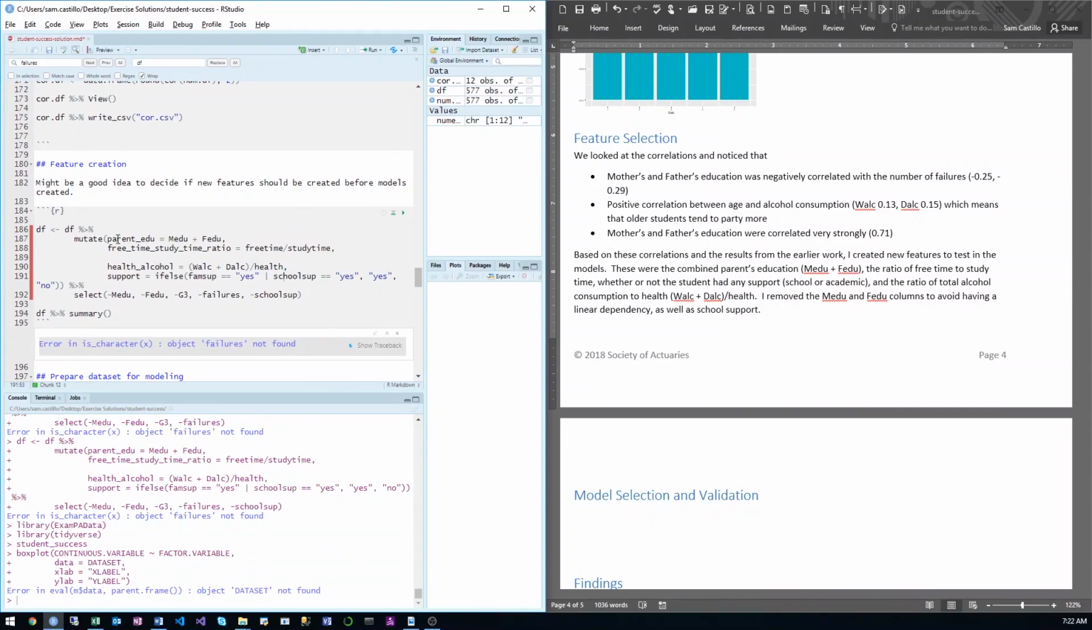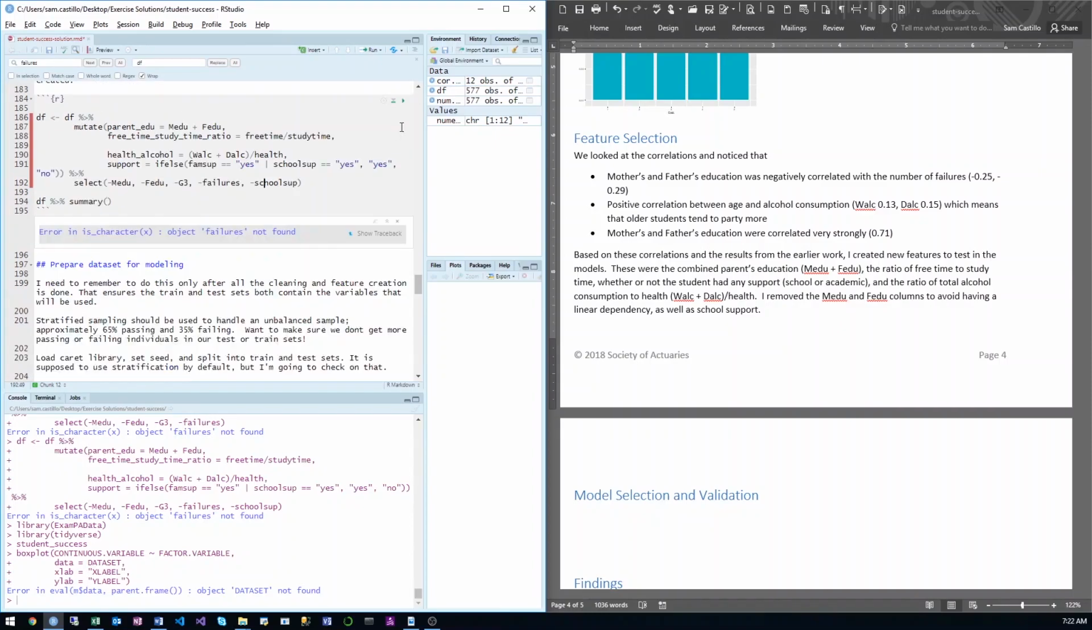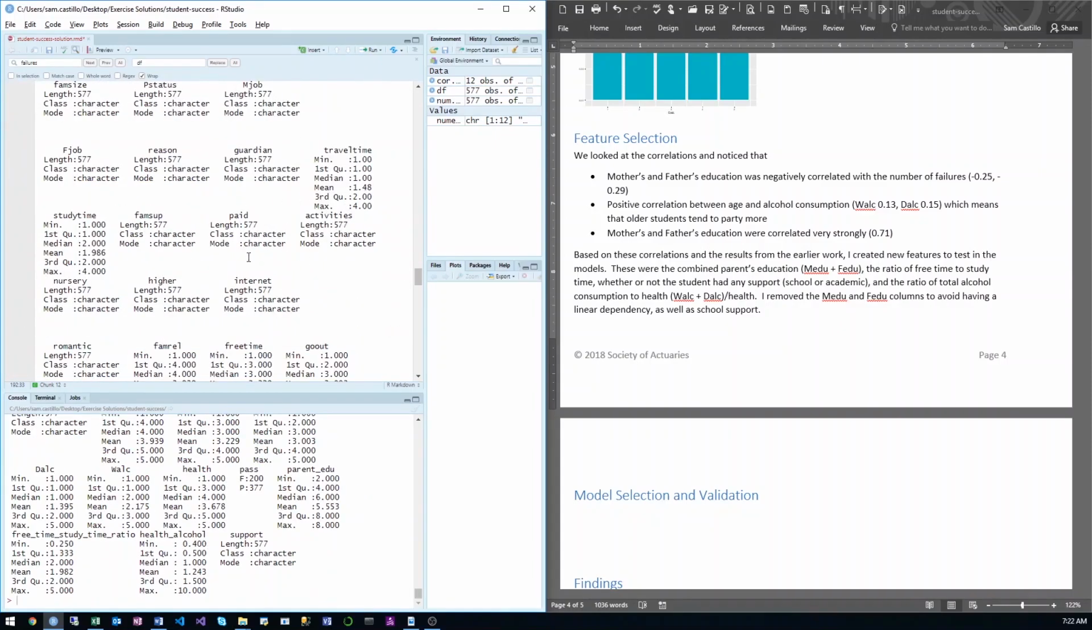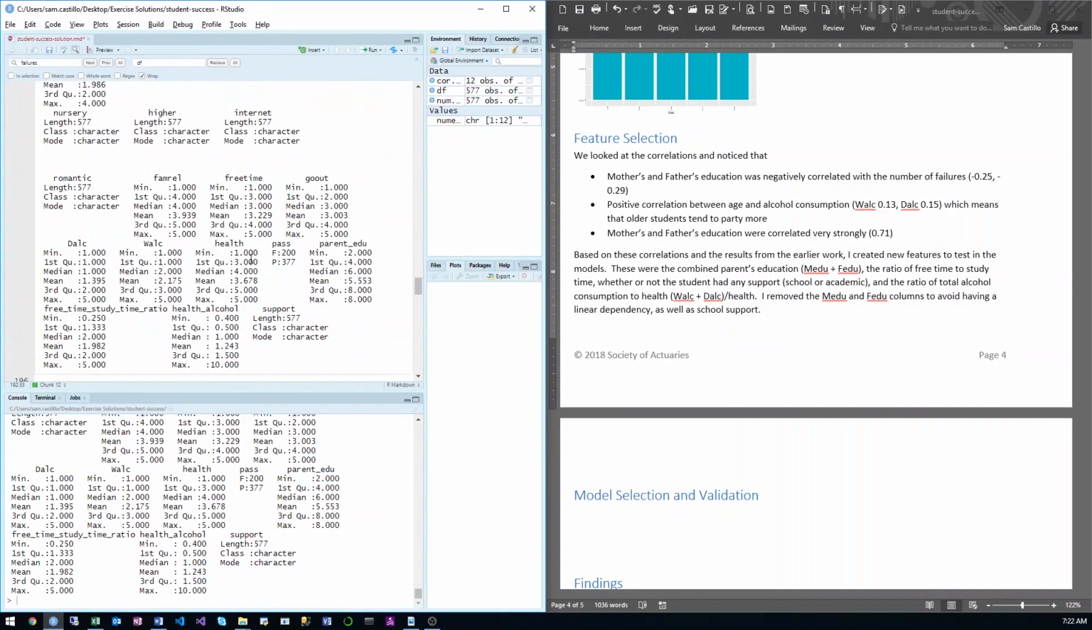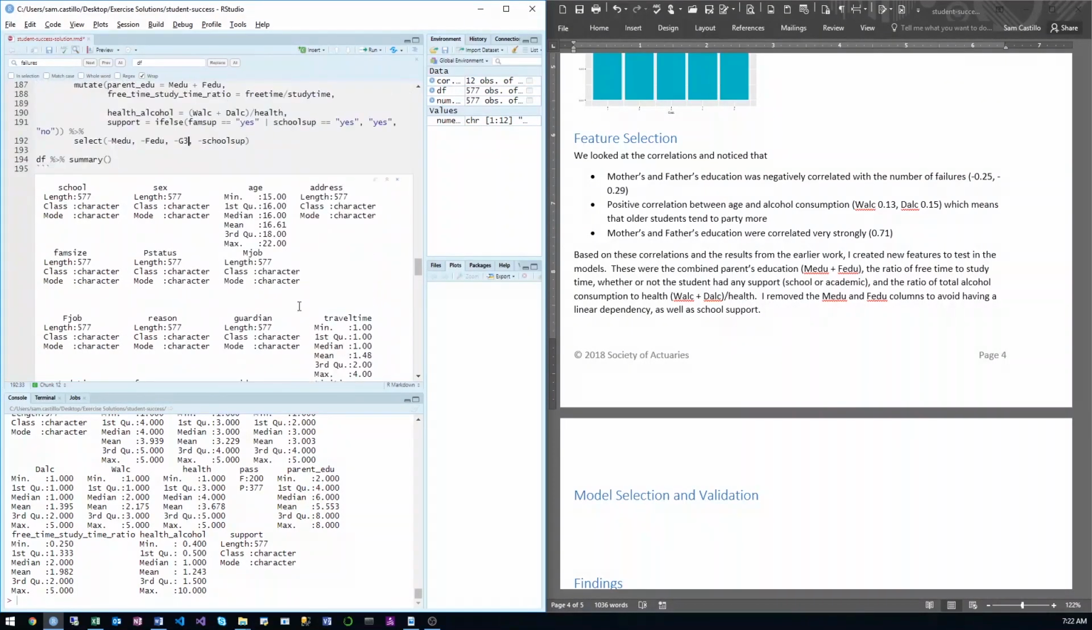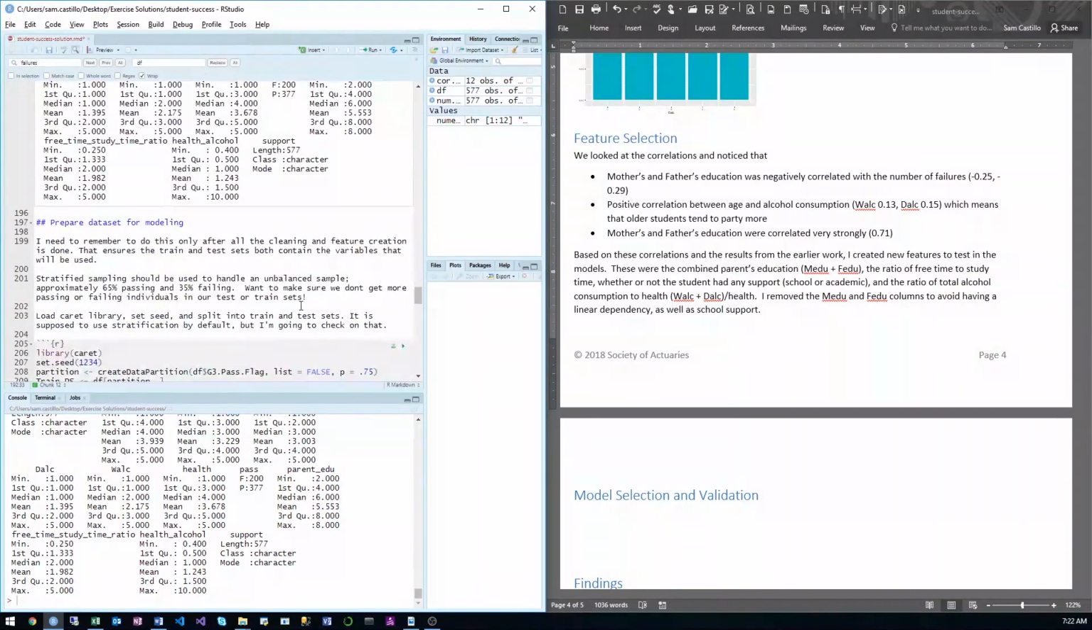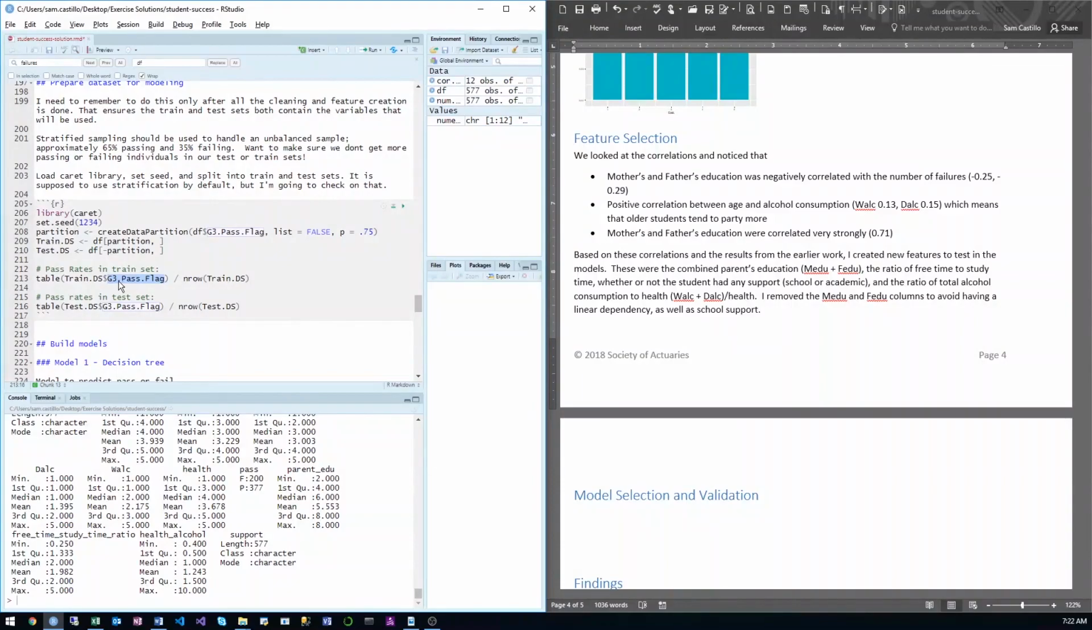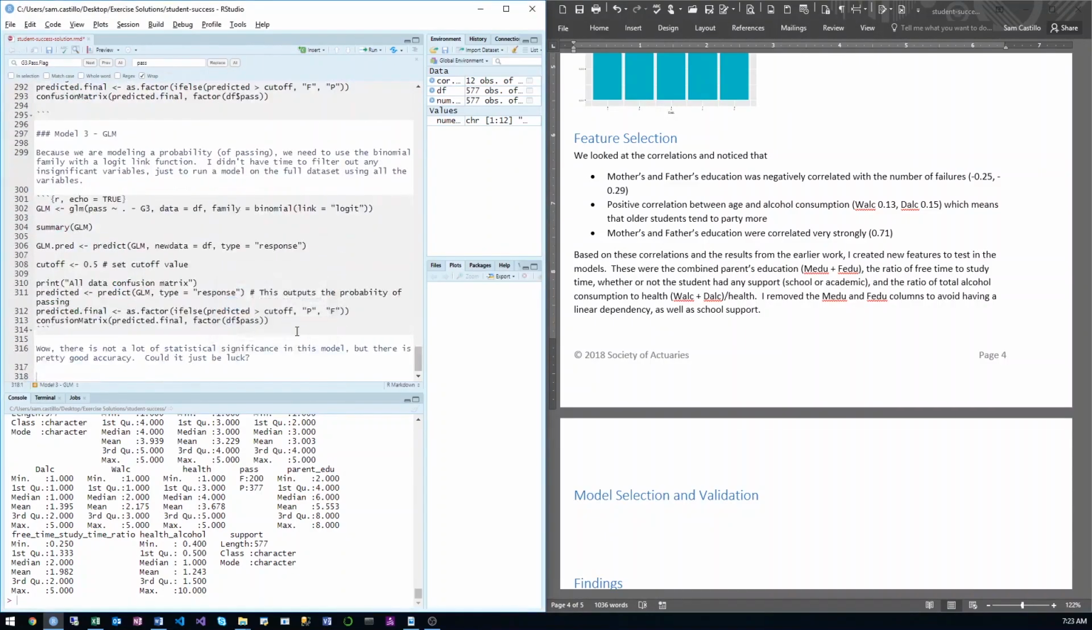Now I've created some new features, and I just want to make sure that failures isn't in here. That would be a failure on my part, and it is not. Good. Okay, now I will move on. So I have to change all of these pass flags to the column that I named it, which is just pass. I'm just going to replace those.